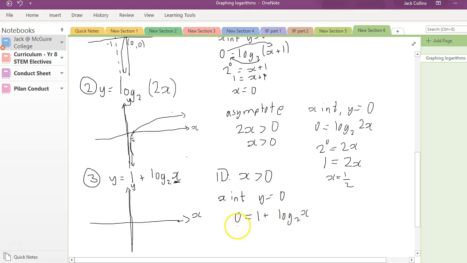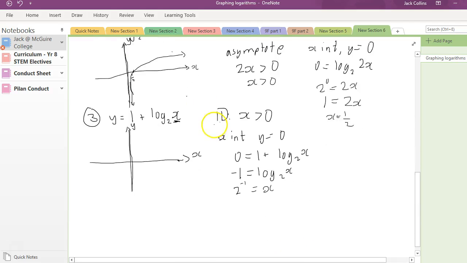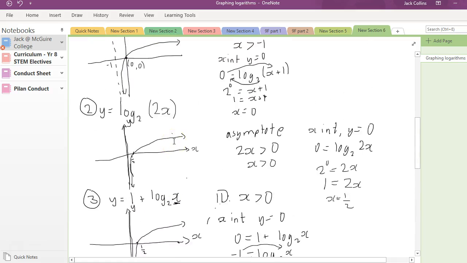If you were struggling before, maybe pause now, have a go at rearranging this, see if you get it. Then you'd take the 1 to the other side, negative 1 equals log 2x. So 2 raised to the negative 1 equals x. So once again, just using that method of turning a log into an exponential. So 2 to the negative 1 is the same as 1 over 2. So the intercept is at a half as well. So it's going to look quite similar, probably less steep there though when you compare this one to the log base 2 of 2x.